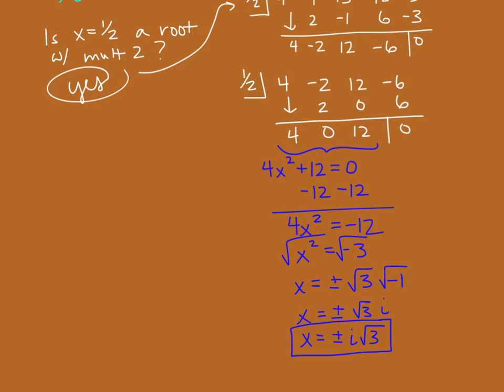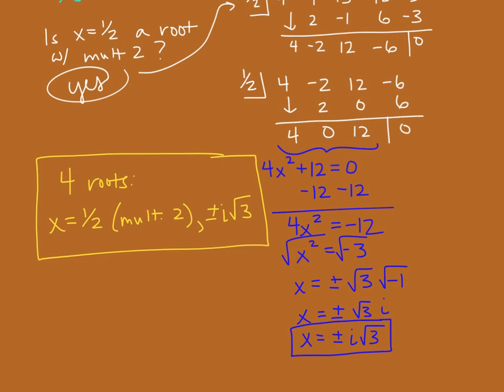So, of our original polynomial, f of x, the 4 roots are x equals 1/2. It has a multiplicity of 2. And we also have plus or minus I root 3. So our polynomial of degree 4 by the fundamental theorem of algebra has 4 total roots. 2 of them are real. It had a multiplicity of 2, 1/2 did, and the other 2 are complex.